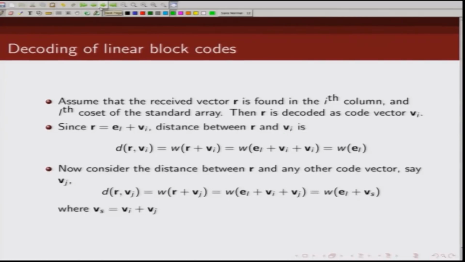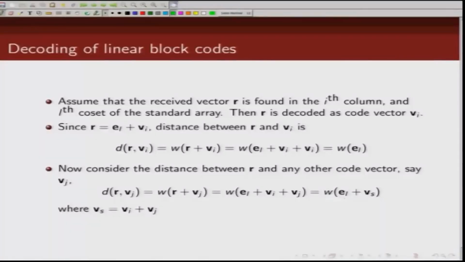Next, consider now the Hamming distance between R and any other code word. Let us call it Vj. So, we are finding the Hamming distance between R and any other code word Vj. That would be given by the weight of this vector R plus Vj. R is nothing but EL plus Vi plus Vj. Now, Vi plus Vj, the sum of two code words, is another code word. Let us call that code word Vs. So, this will be the weight of EL plus Vs.